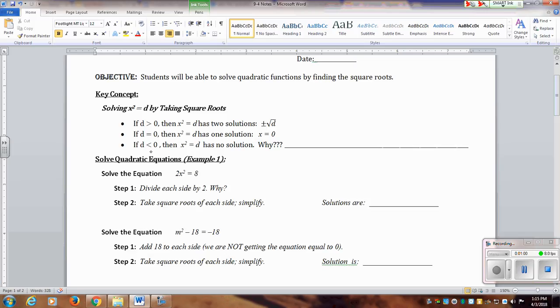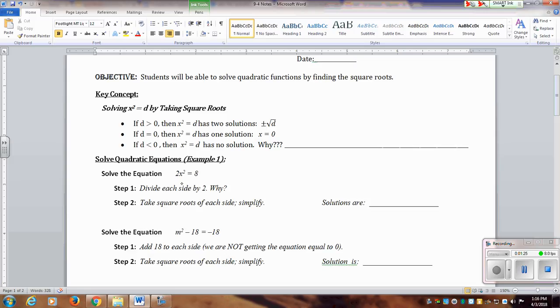If d is negative, or d is less than 0, then x squared equals d has no solution. Why would that be? I'm going to let you guys take guesses of why we would have no solutions if we get a negative number on this side for d, and we can talk about that on Thursday. So let's go ahead and do a first example. You'll probably figure it out when we go through this.